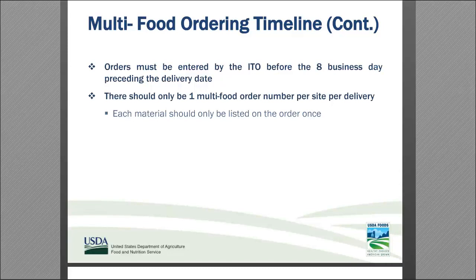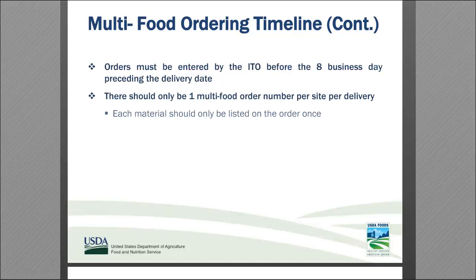Also, orders must be entered by the ITO 8 business days preceding the delivery date. To count those days, you do not count the delivery date. So if you're looking at a delivery date of January 30th, 2018, you would count back 8 business days, and the last date for an ITO to enter their order would be January 18th, 2018. Holidays and weekends are not counted in those 8 days.